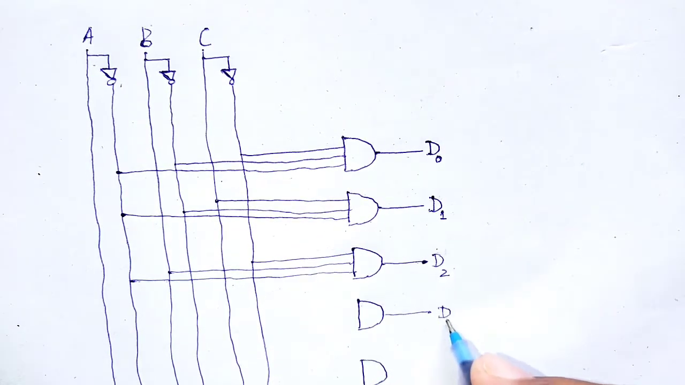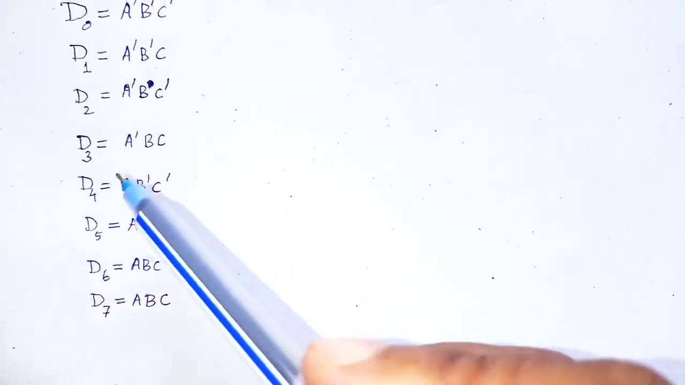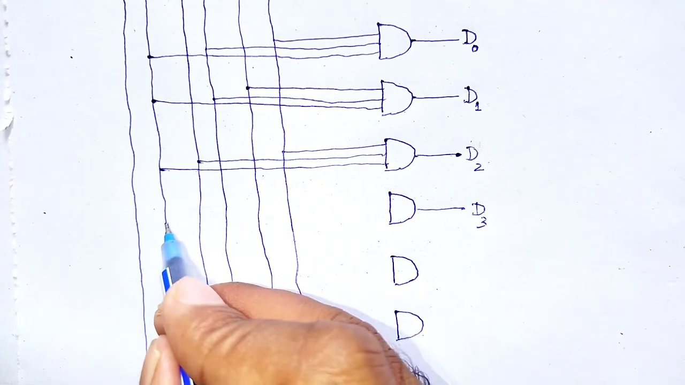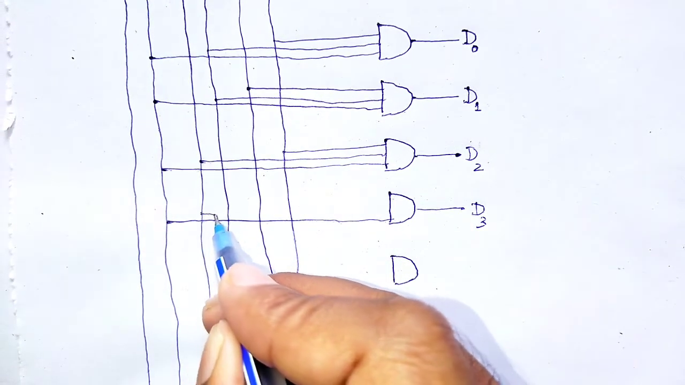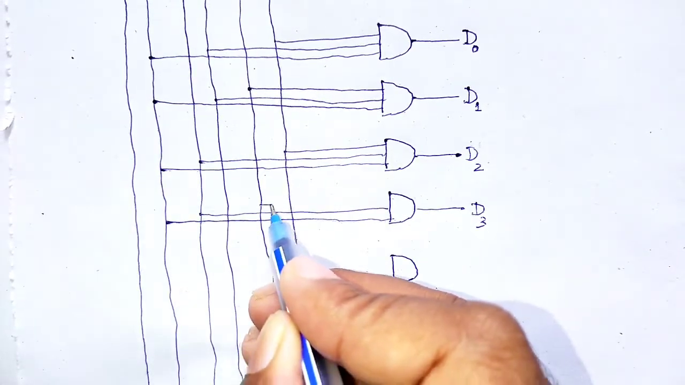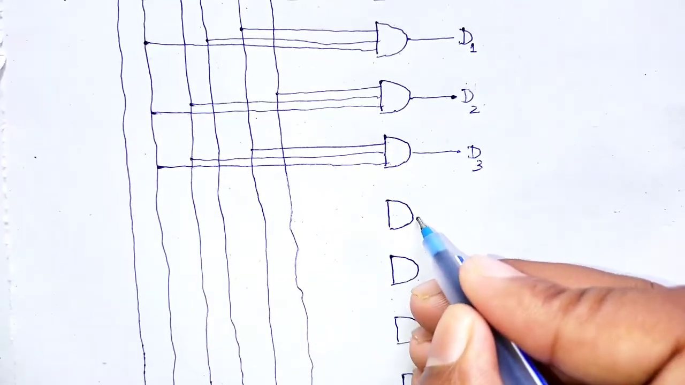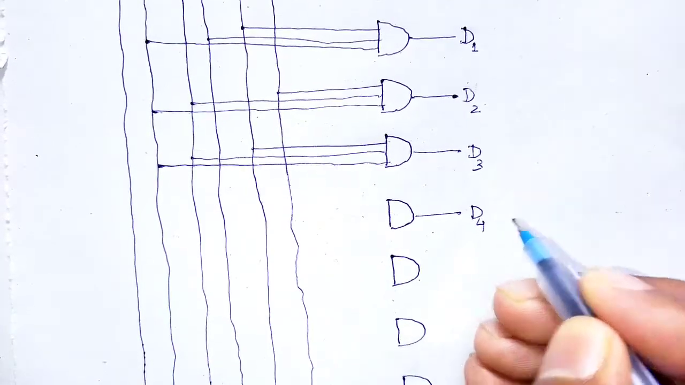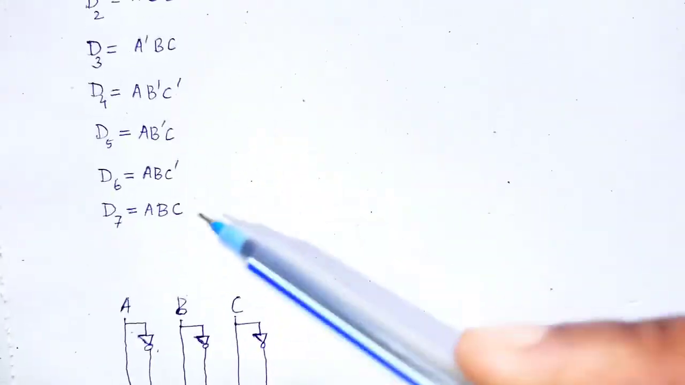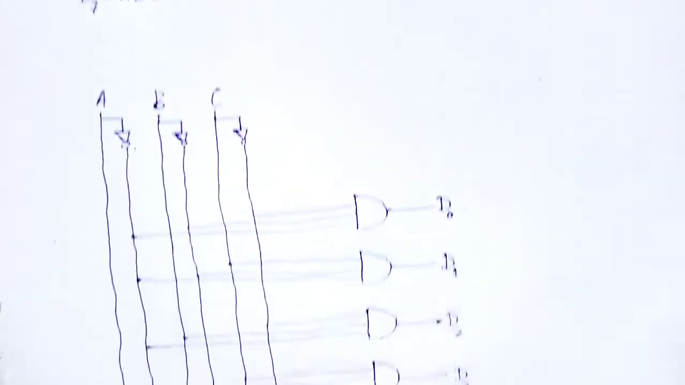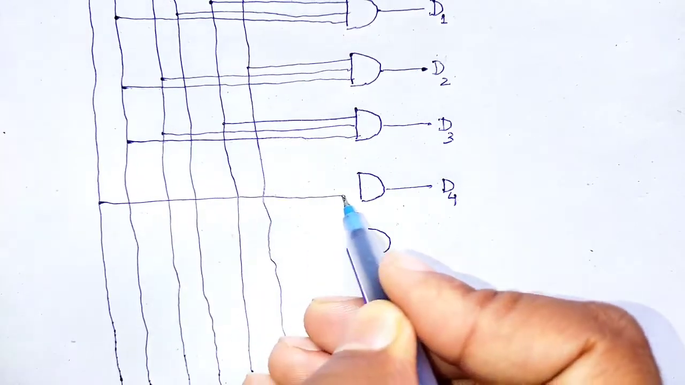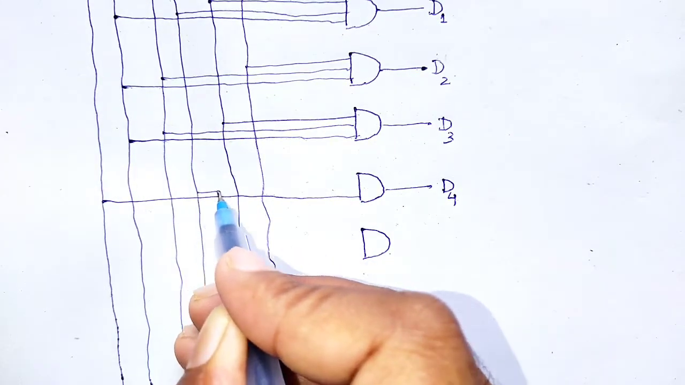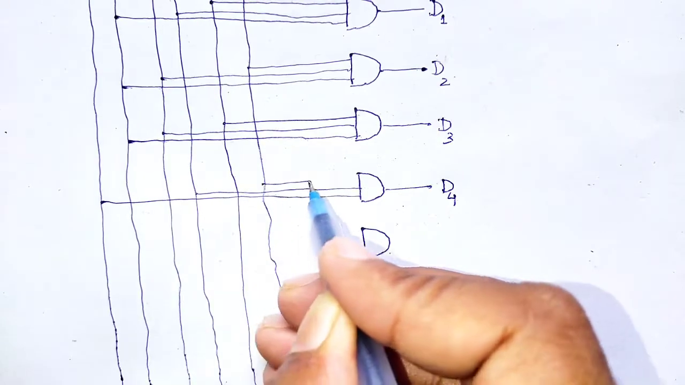Next for D3, A dash, B C. A dash, B, C. For D4, A B dash, C dash. A, B dash, C dash.